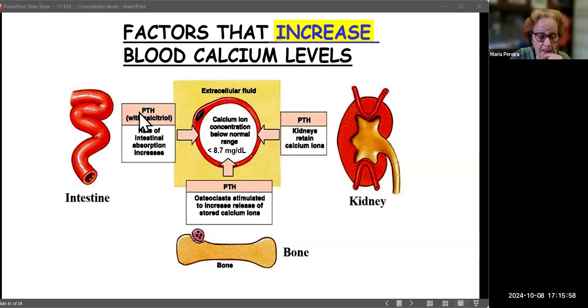What does PTH and calcitriol, or vitamin D, do at the gut? It increases the rate of absorption. So that means that there's more calcium going from the lumen of the gut into the blood. So this is a very, very important mechanism that is responsible for the homeostasis of calcium in the blood. And the most important hormone is the PTH, or parathyroid hormone, in conjunction with vitamin D.